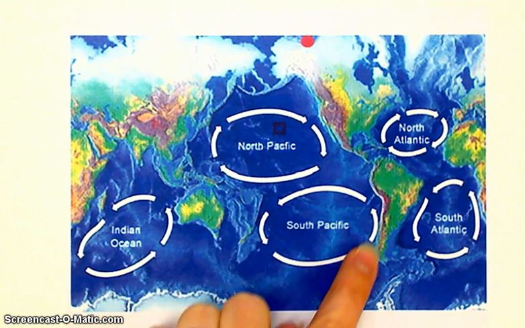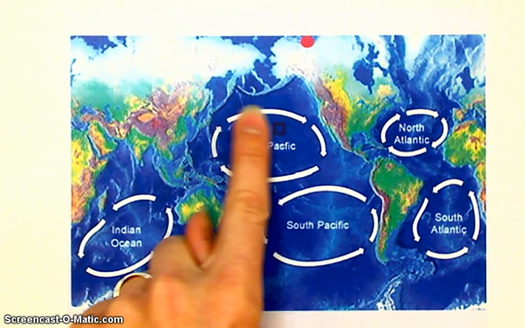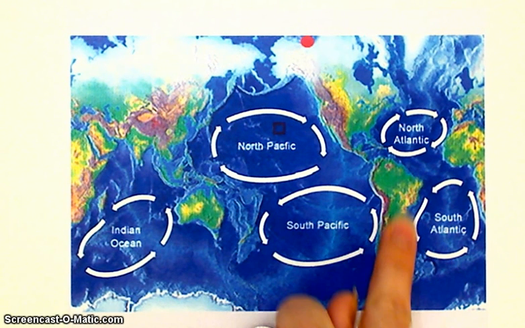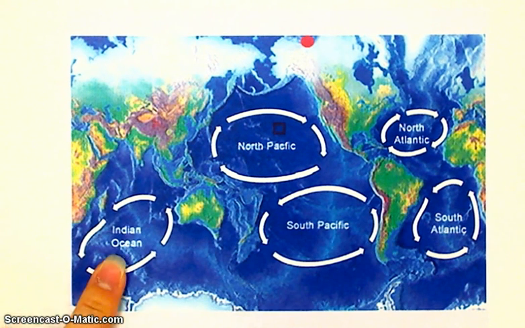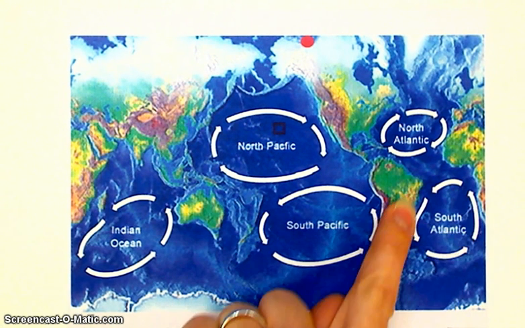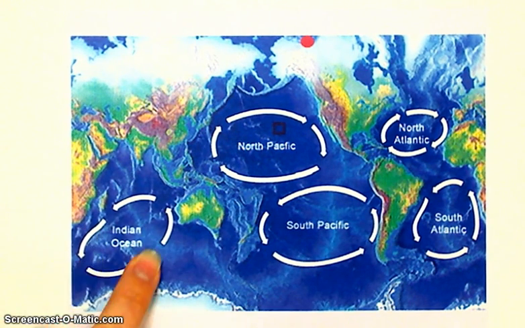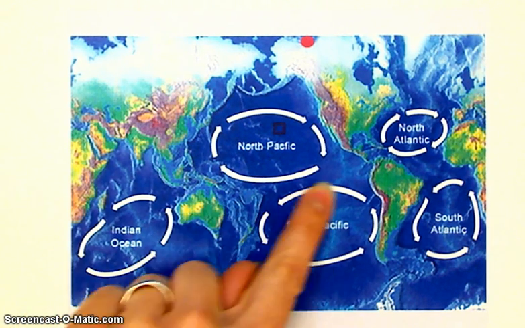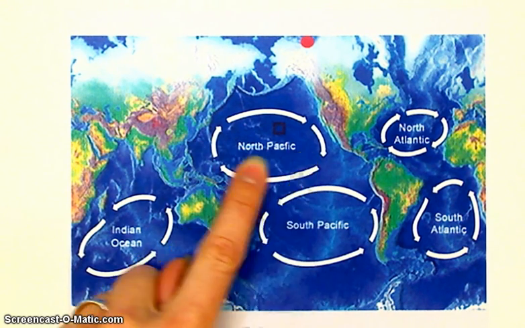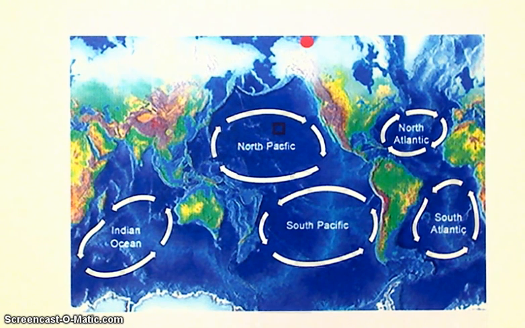You have a large circulation of ocean water in the South Pacific. You have another one in the North Pacific. You have one in the North Atlantic, one in the South Atlantic, and one in the Indian Ocean. The ones in the southern hemisphere all turn to the left, or you could say they are oriented in a counterclockwise direction. The ones in the northern hemisphere turn to the right or are oriented in a clockwise orientation.